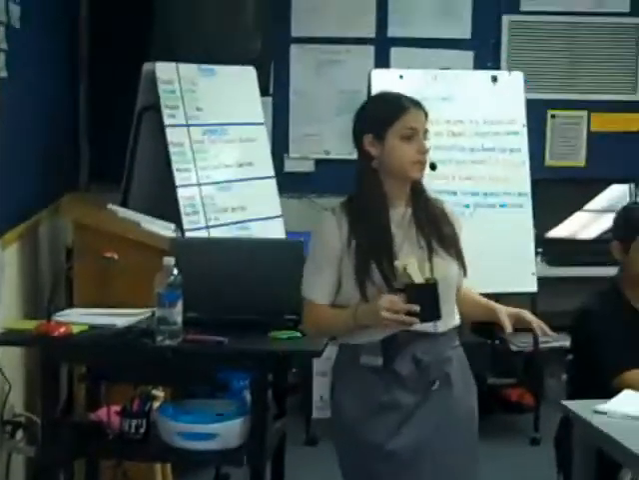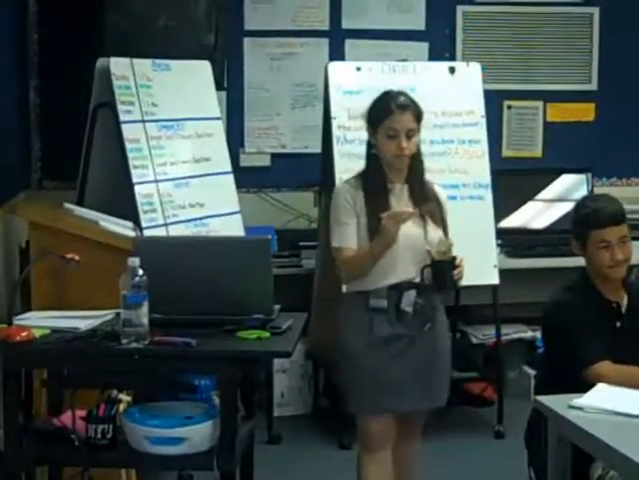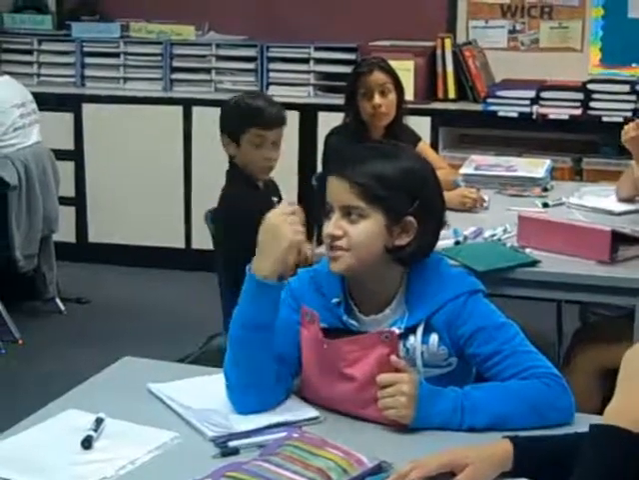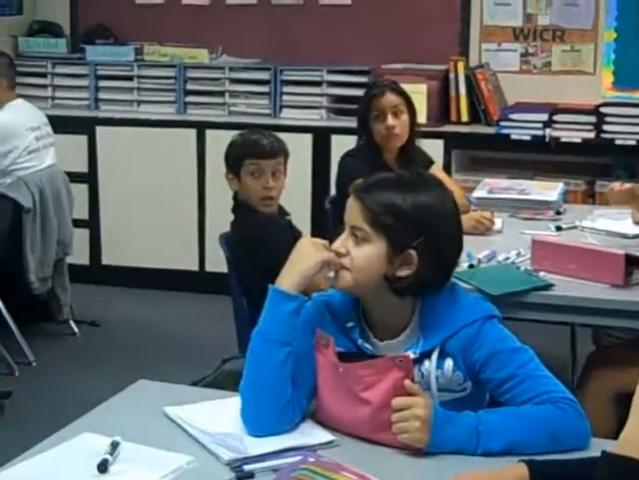All right, here we go. Daniela, one thing we know, please use the sentence frame. One thing we know about the word compound is that it's like two words put together, like tricycle or popcorn. Thank you. Kaylin. One thing we know about the word compound is that it's two words put together.